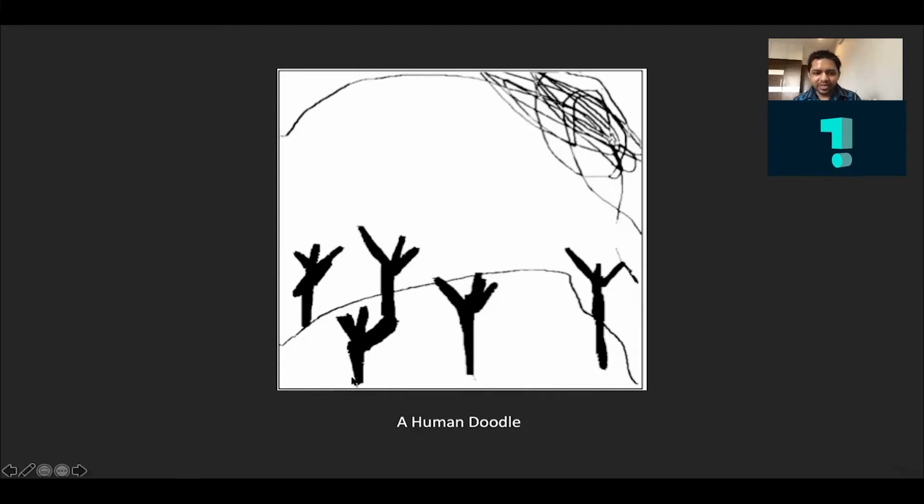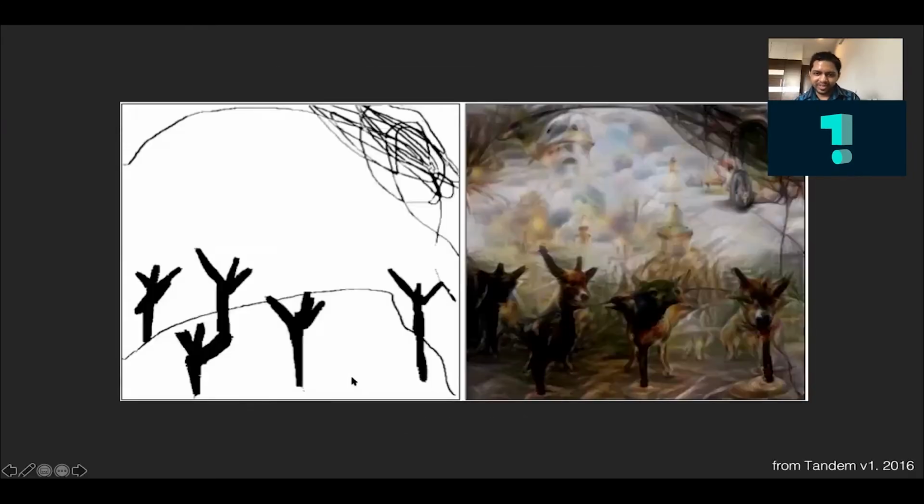But this is what the machine interprets them as, or an AI system, an interactive AI art system that I built called Tandem back in 2016. This is what that art system interpreted this drawing as. I'm sure not many of us would have thought of these as dogs with large ears. But the machine thinks of them as that and has gone ahead and completed this input into that with some sort of castles and a car in the background and so on.